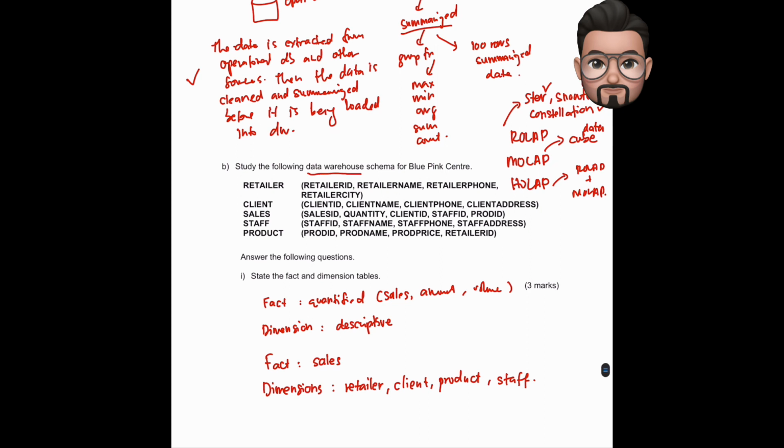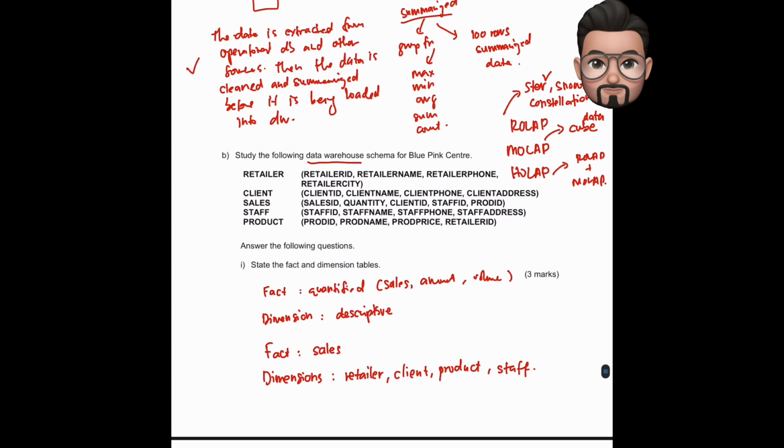So we will know that the fact table is something like a bridge. The bridge is the sales. So we have sales in the middle. Sales has client ID, so they have client. Then we have staff. Then we have product. Product has retailer. So if you take a look, this is the fact table, a dimension, another dimension. We have a dimension to dimension relationship.